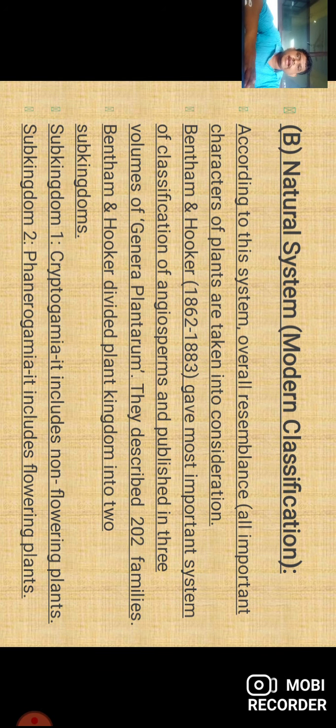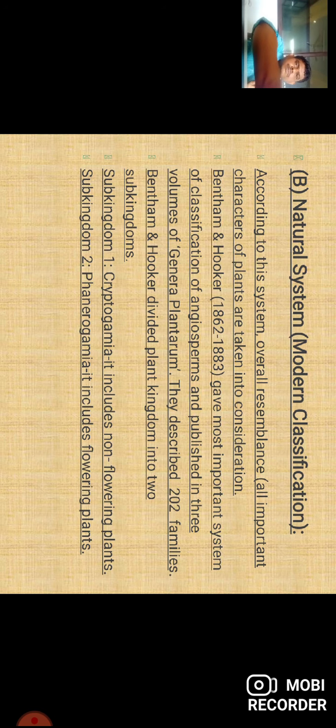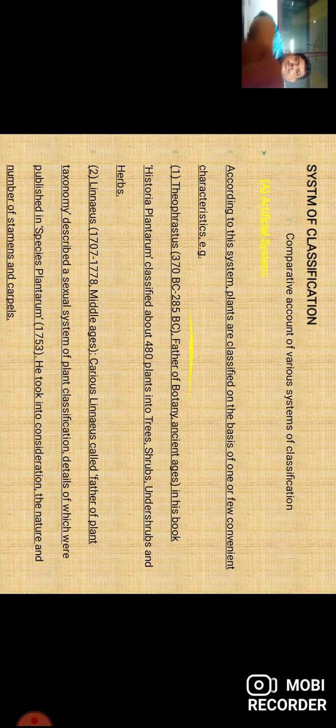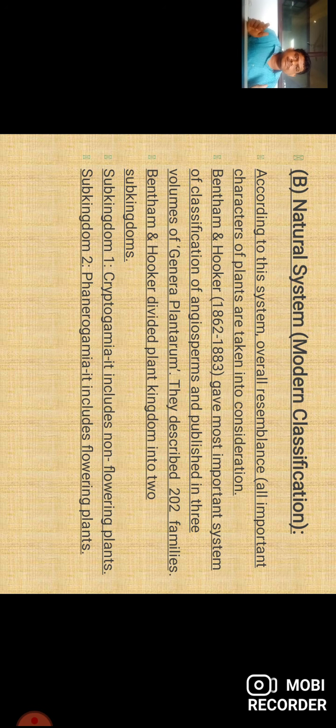According to this system, overall resemblance and all important characters of plants are taken into consideration. So the first system is the natural system, the modern classification. According to the resemblance, all important characters of plants are taken into consideration.